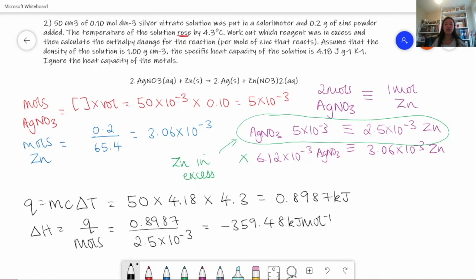And now we look back at the question and have a look to see how many decimal places or significant figures they've rounded everything to. And it looks like they've all got 2 significant figures. So then we round this to minus 360 kilojoules per mole. And I've added in the minus here because it's an exothermic reaction. Technically, you can add the minus here, but that's better if you think you'll forget it. But adding at the end is fine as well, as long as it's in the final answer.